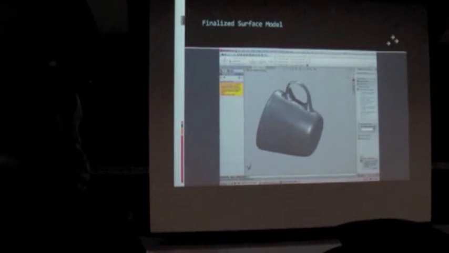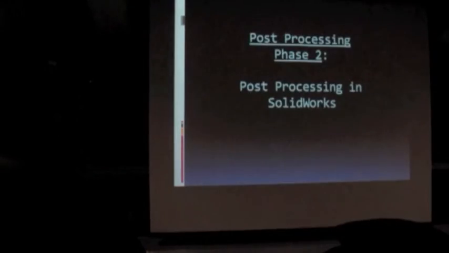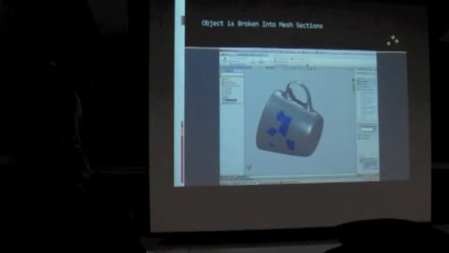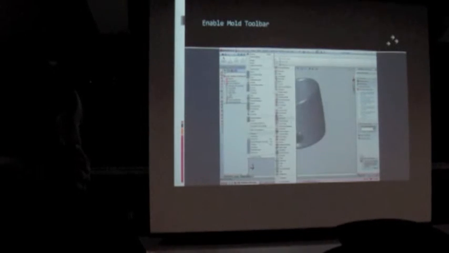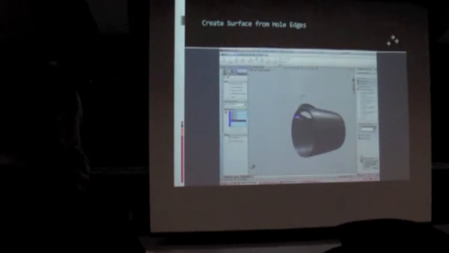And this is what it looks like before the post-processing begins. Basically, you can see here the little blue sections represent the mesh sections of the object. Here you have to enable the mold toolbar. This is something you're probably not familiar with, but you can see here, just follow the logic tree on how to get there. So once you've enabled that, you can create surfaces from the hole edges.